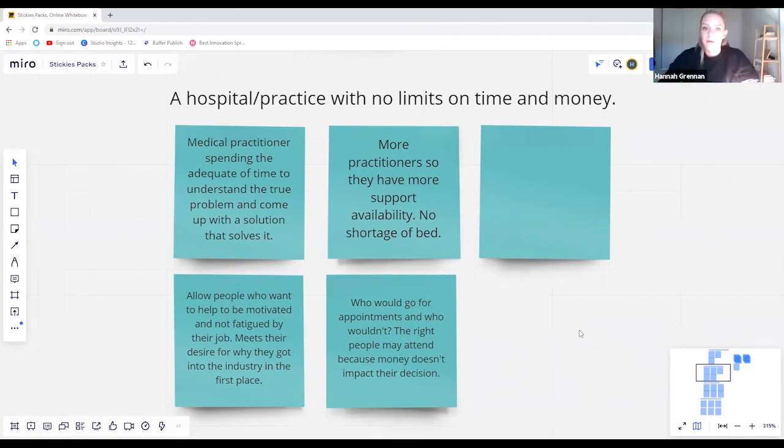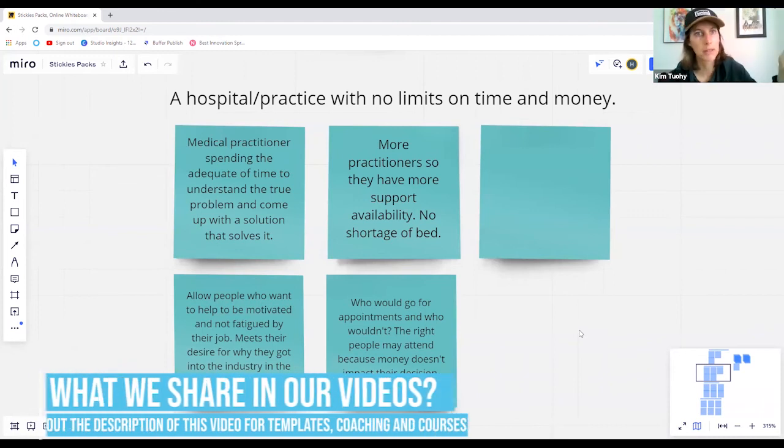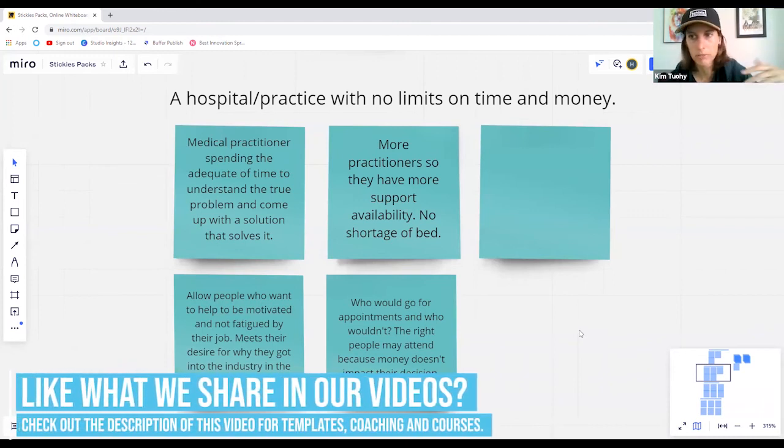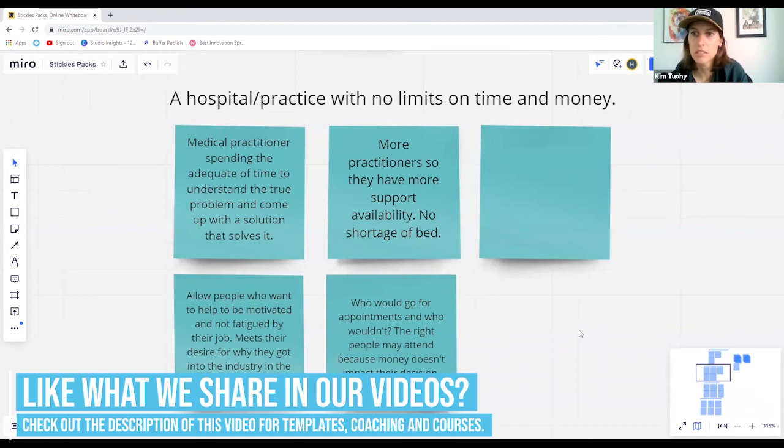The next one, more practitioners have the support. Maybe that's a thing where we have to go, look, there's not enough practitioners to support our population. Hey, government, instead of, I don't know, the potholes this year, put that money into creating more job opportunities in this industry. So refocusing where they prioritize their money.